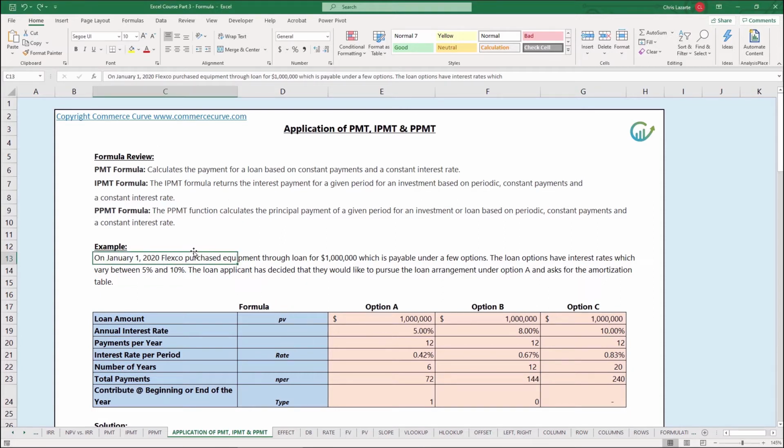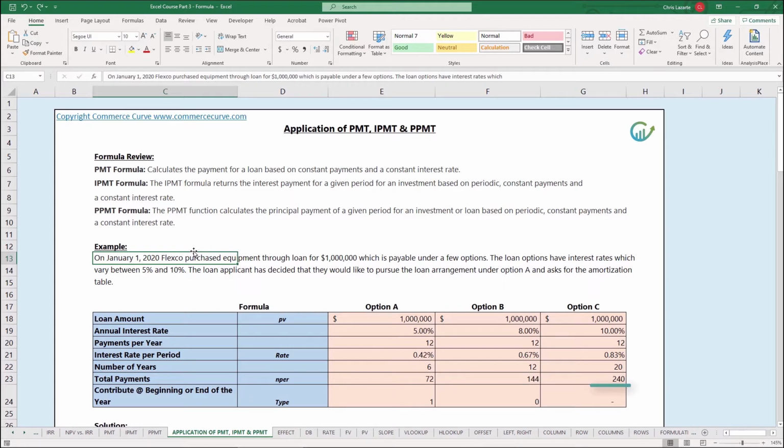The interest rate per period is equal to the annual interest rate divided by the number of payments per year, i.e. 12. So in option A, it's 5% divided by 12 equals 0.42%. The number of years of the loan varies. Option A is 6 years, option B is 12 years, and option C is 20 years. The total number of payments, therefore, is the product of the number of years and the number of payments per year. So 72 payments in total for option A, 144 payments in option B, and 240 payments in total under option C.